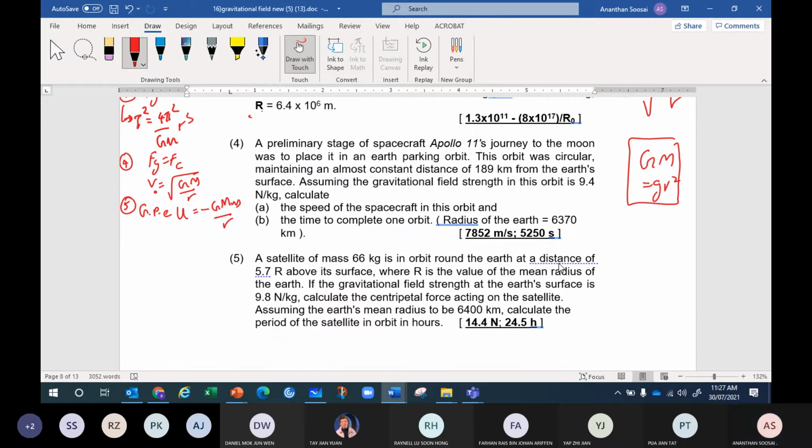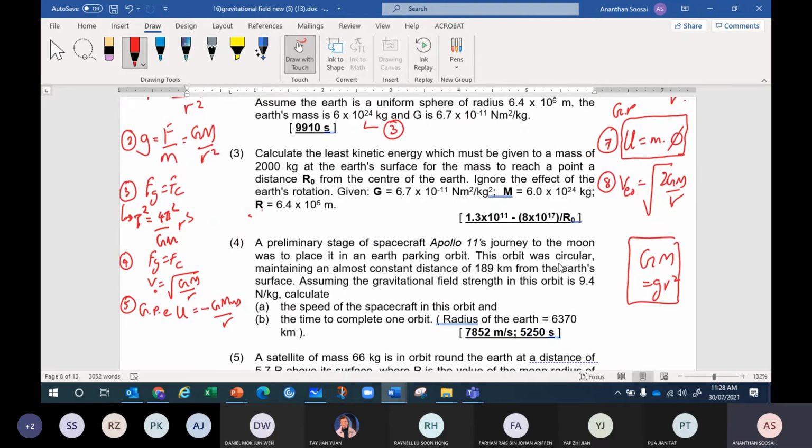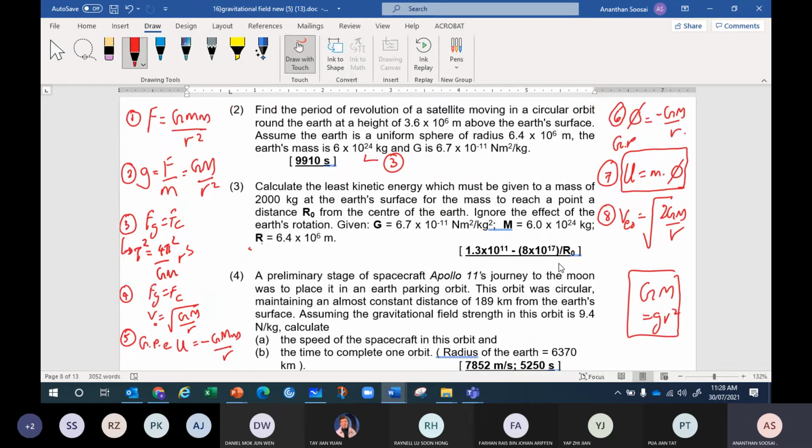Read question 4. Try to tell me which equation is most suitable. How do you go about getting the answer for 4? One minute for you to read and understand which equation. I just want the equation to be familiar. Okay, good. So all of you already read the question and understand it.